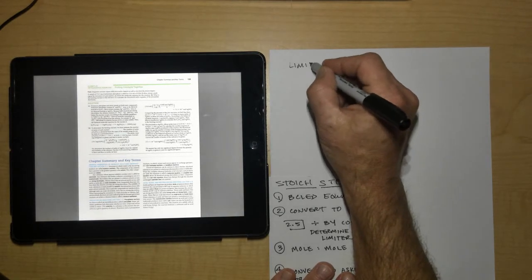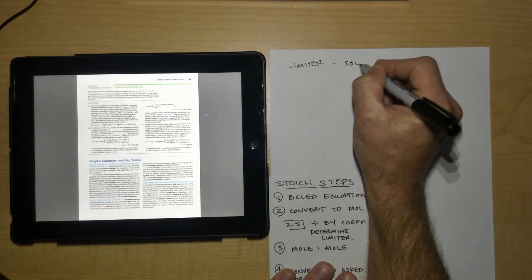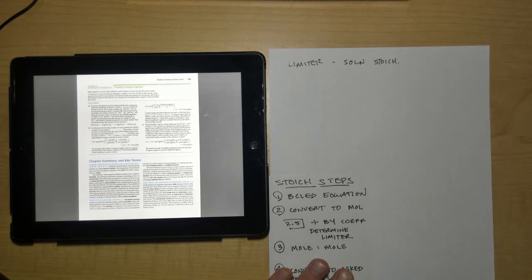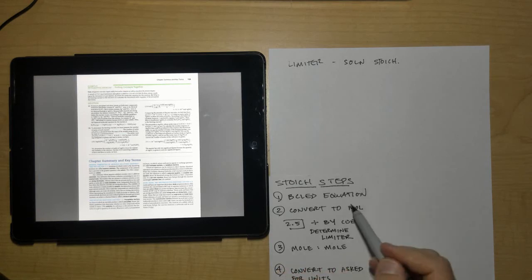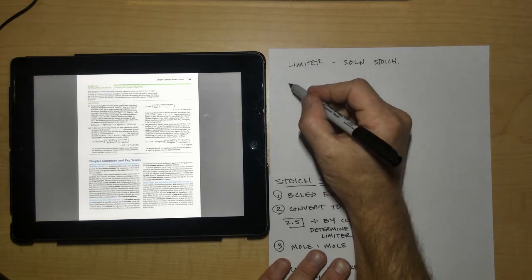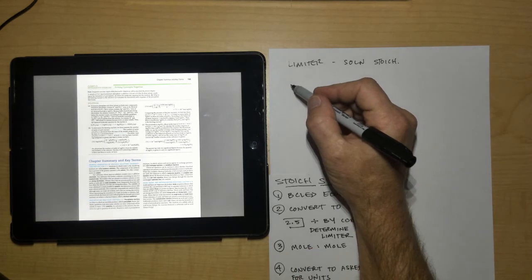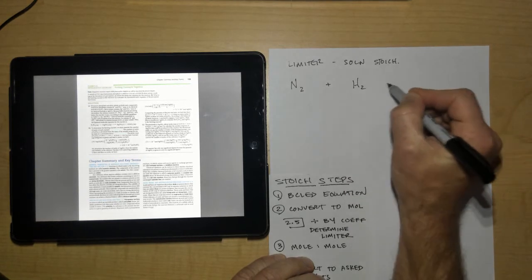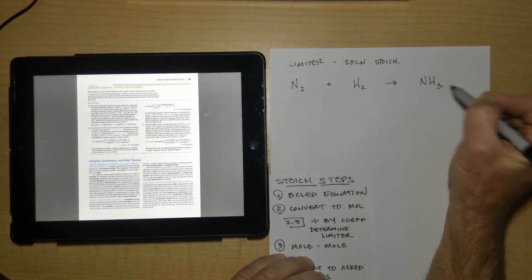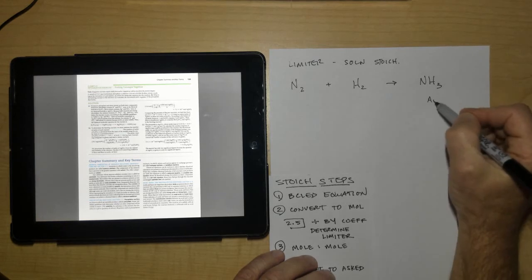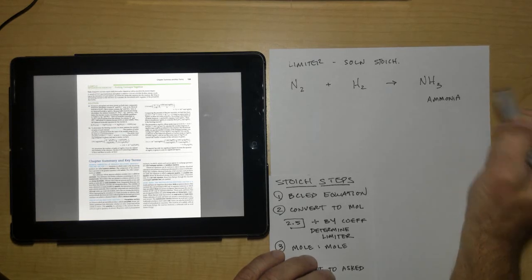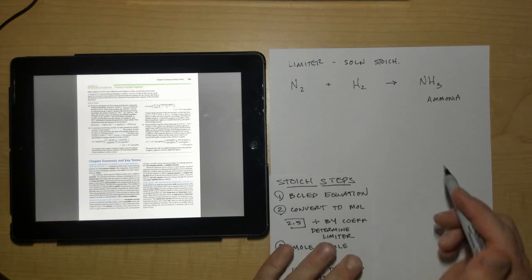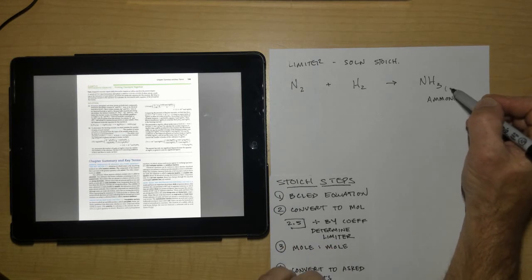So this is another limiter, and we'll make it be solution stoich. Okay, so let's pick a balanced reaction that's already done for us. So let's take something like nitrogen plus hydrogen makes NH3. This is the production of ammonia, and let's make it tricky, and let's just say that this isn't really true, but we'll just make this up.